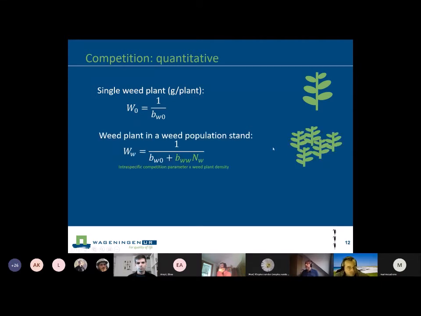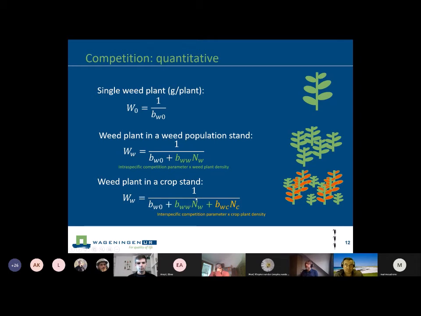Okay, if you now look at a wheat plant in a wheat population stand, then the individual plant weight will go down, and that is because intraspecific competition among those wheat plants will occur. And this intraspecific competition is composed of what we call an intraspecific competition parameter and the number of wheat plants. And the product of those two expresses the competitive effect of the weeds itself on individual wheat plant dry weight. Now, if those weeds are found in a crop stand, then next to the intraspecific competition, there will also be interspecific competition from the crop. And again, this is composed of a product between an interspecific competition parameter and crop plant density. This product, in fact, represents the competitive stress of the crop on the weed.